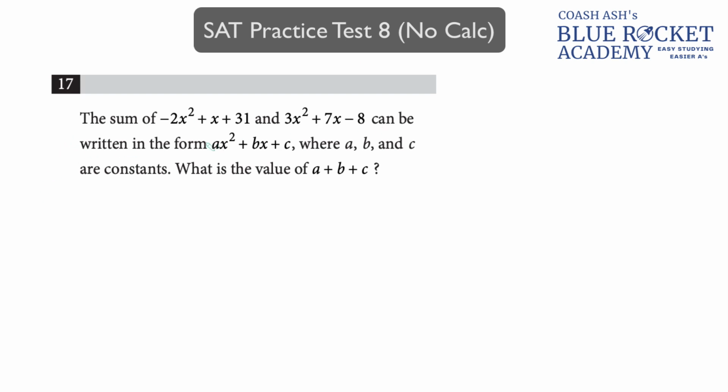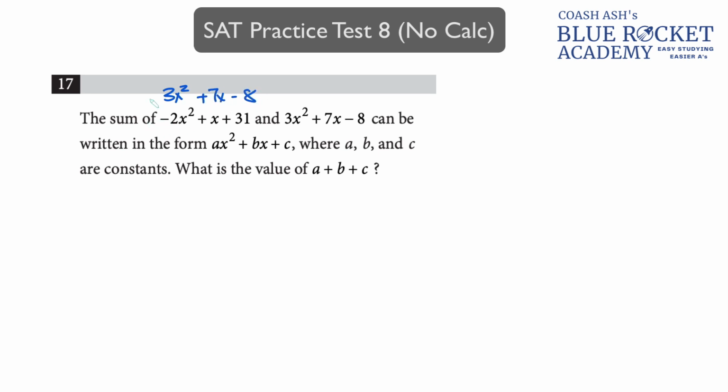This problem is so wordy, but it's actually extremely easy. All you need to do is, you're told that the sum of this and this. So just sum it up. So let's write this over here, and then let's write it over here. So you've got negative 2x squared. I'm just going to write this at the top here, 3x squared, and then I'm going to copy the 7x, and then I'm going to write down negative.